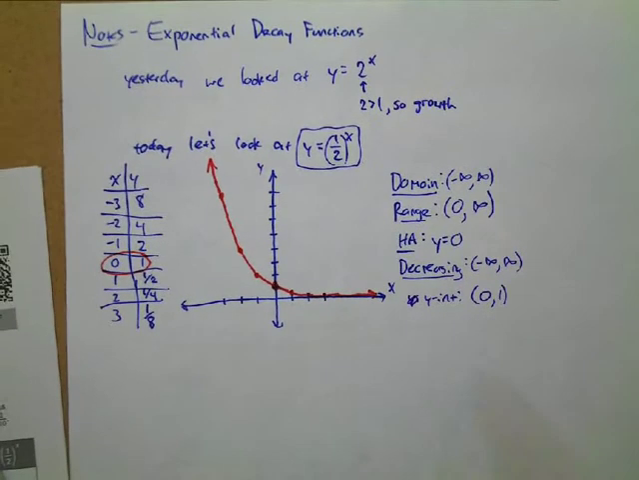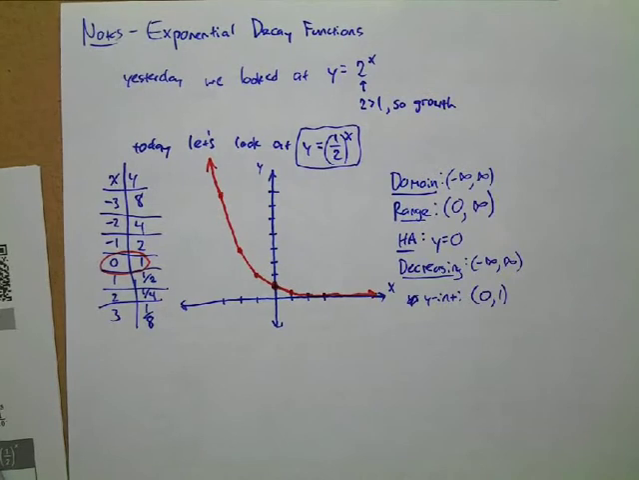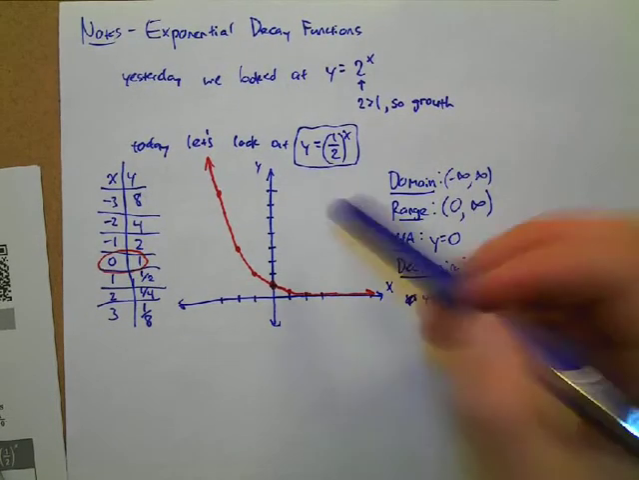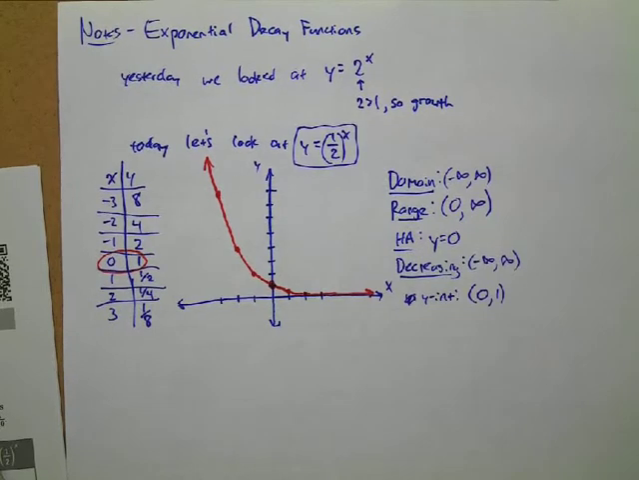Do we have any x-intercepts here? No. The graph's not going to cross the x-axis because we have that horizontal asymptote. Of course, if you shift the graph down some, it will cross the x-axis. But with the parent function, 1/2 to the x, it will not. Questions on anything there? So why do you guys think we call this an exponential decay function? What about this graph is indicating decay?